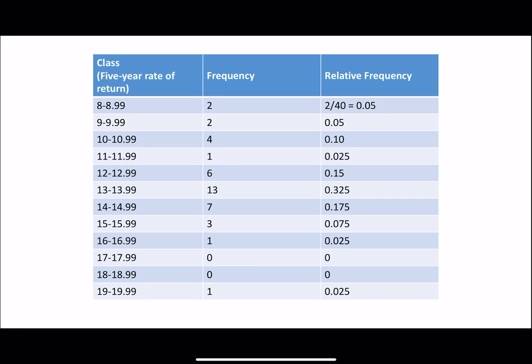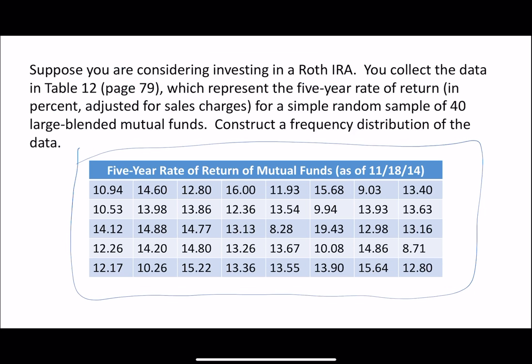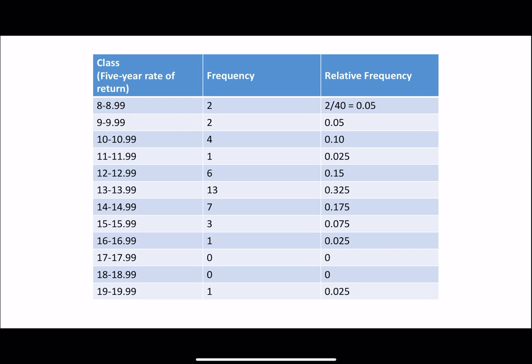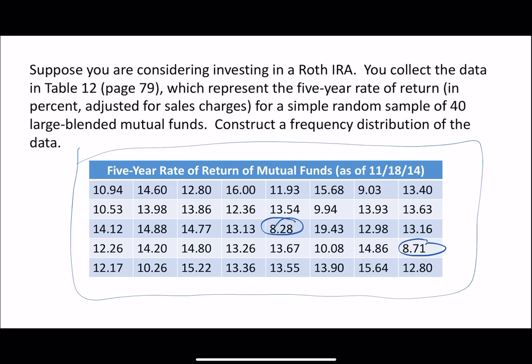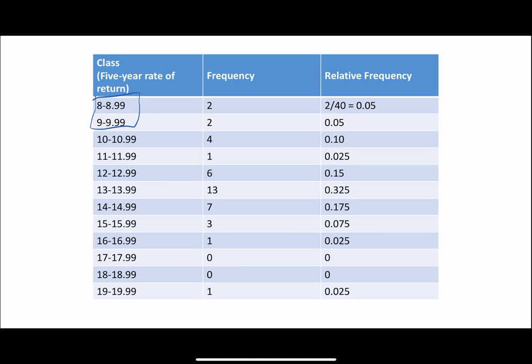So what I did is I did 8 to 8.99, because my lowest here, take a look, I have 8.28, I have 8.71. What is my lowest? 8.28 is my lowest, so I decided to go with 8. So I have 8 to 8.99, then 9 to 9.99, so I used 1 as my class width. And then my highest, I have 19.43 there. It looks like that might be my highest. So 19.43 is my highest.